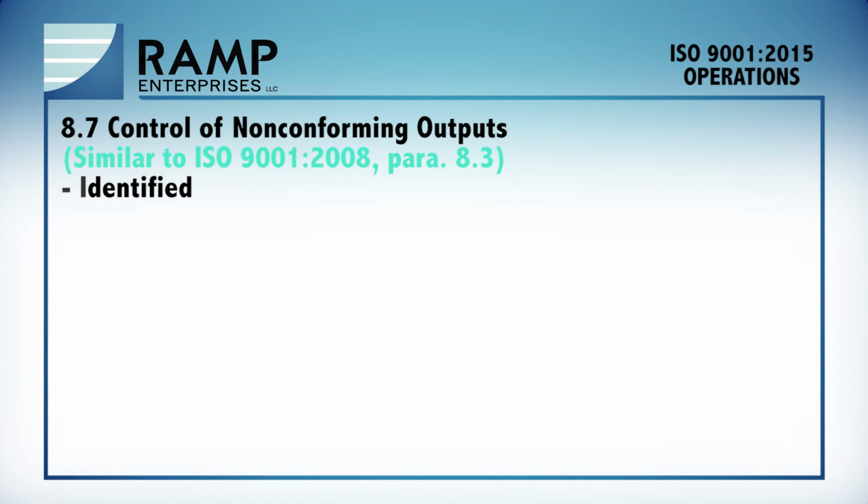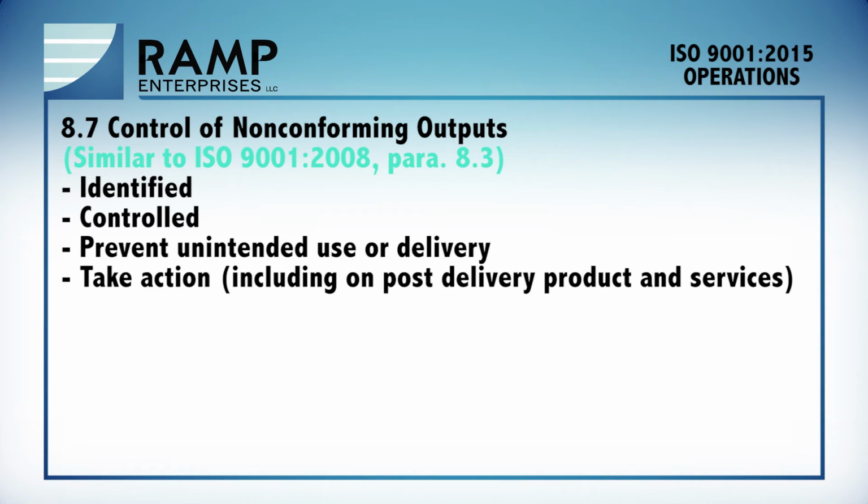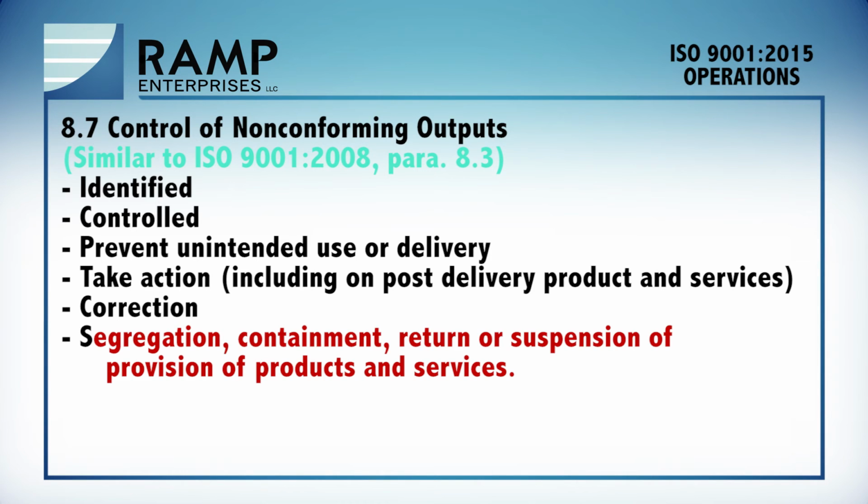We need to identify the non-conforming outputs. Make sure they are managed and controlled. We want to prevent unintended use or delivery. And we want to take action, including on post-delivery product and services. We want to apply correction at all times. We want to make sure that the outputs are segregated, contained, and we may consider return or suspension of provision of products and services.